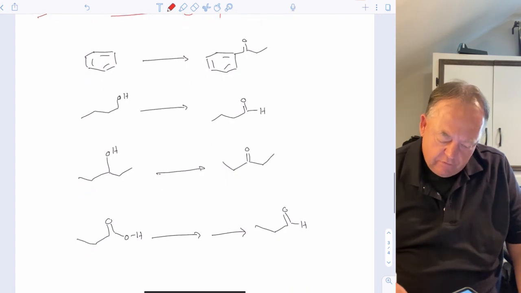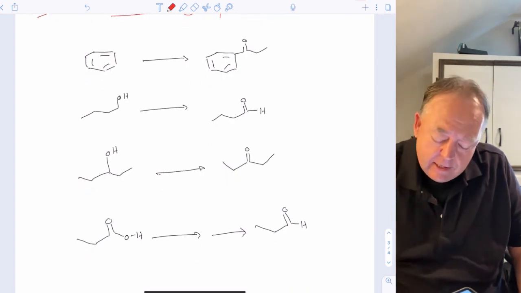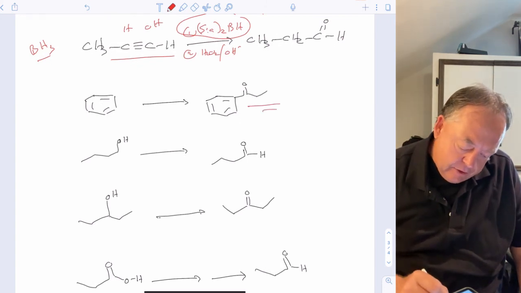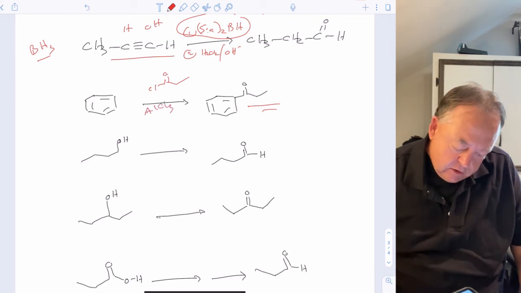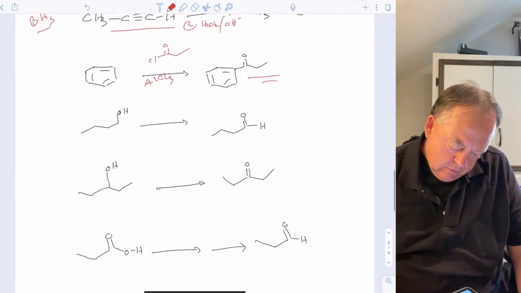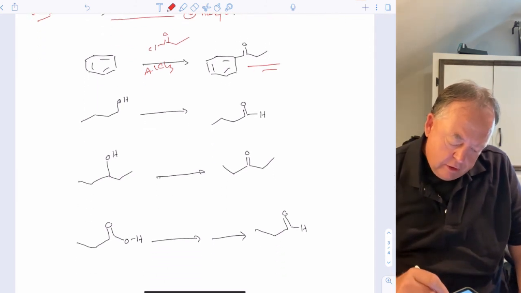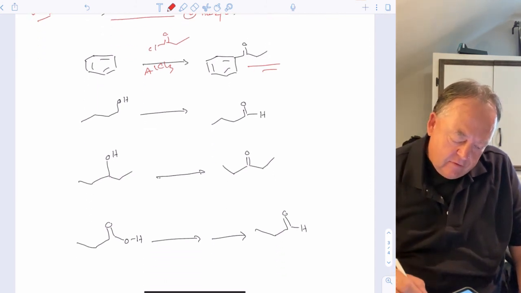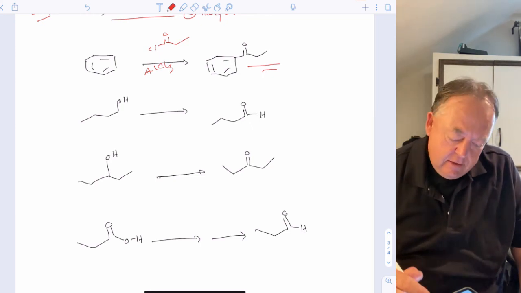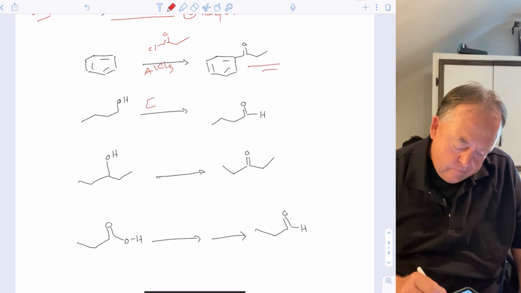And this semester we've covered several ways to make aldehydes and ketones as well. So you can make this aromatic ketone, if you remember. How do you do that? So back to chapter 17, that would be your Friedel-Crafts acylation. Or you can make them from alcohols. How do you make them from alcohols? So that would be back to chapter 11, where you can oxidize them.